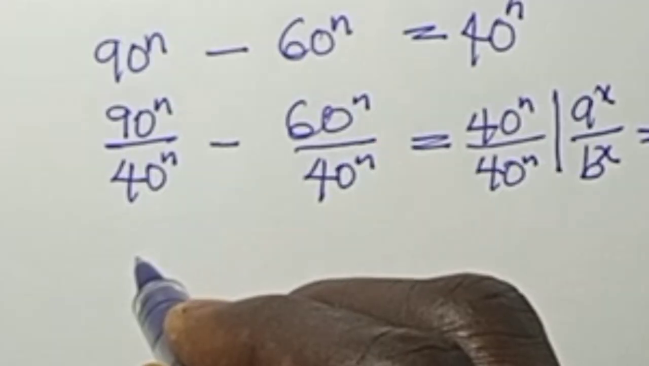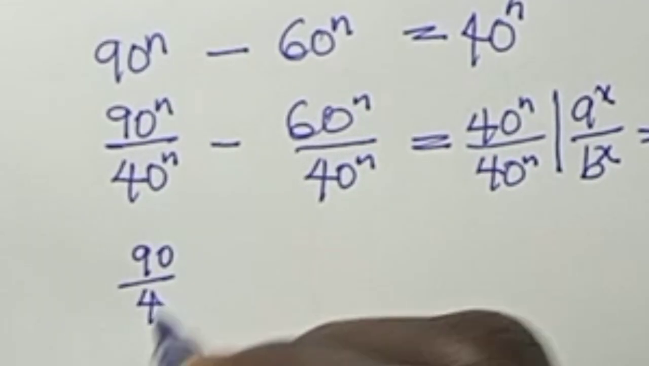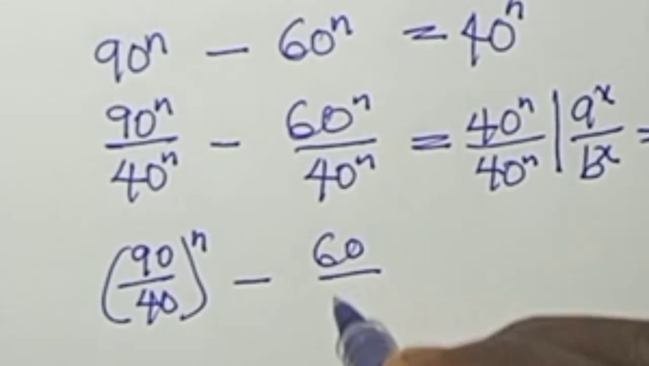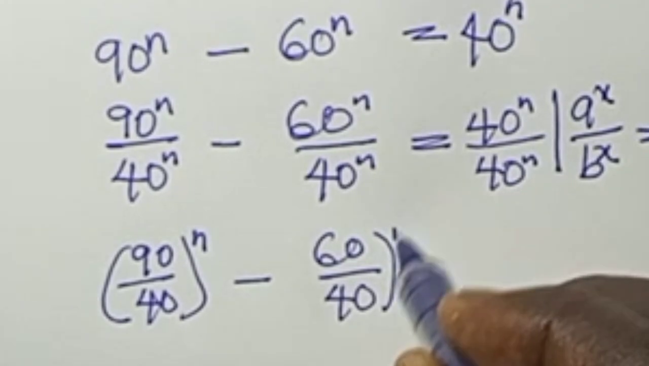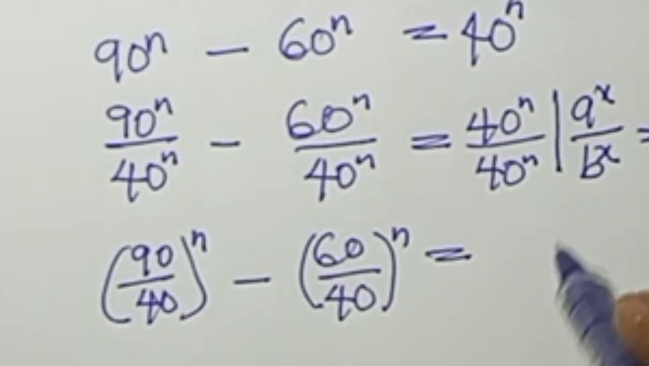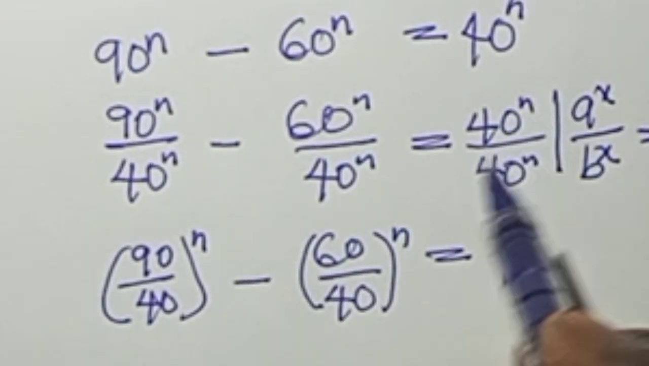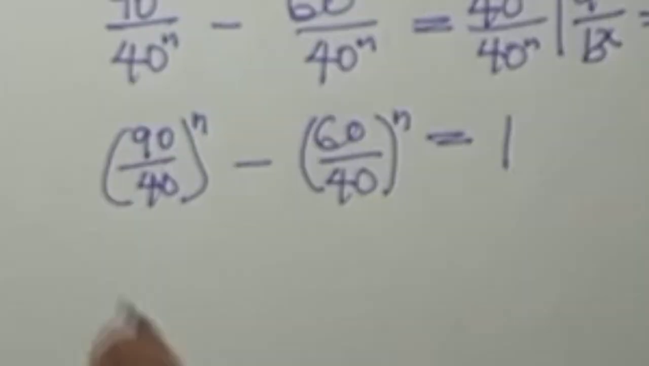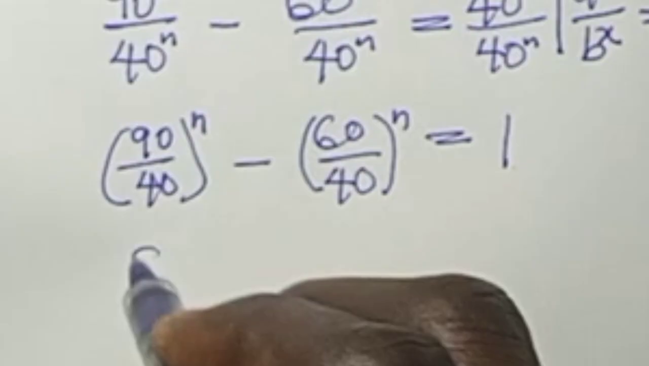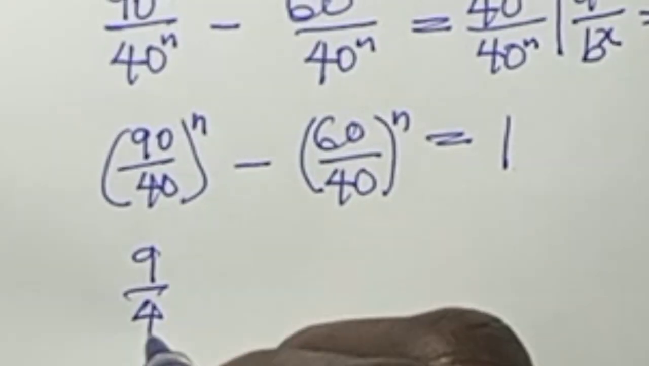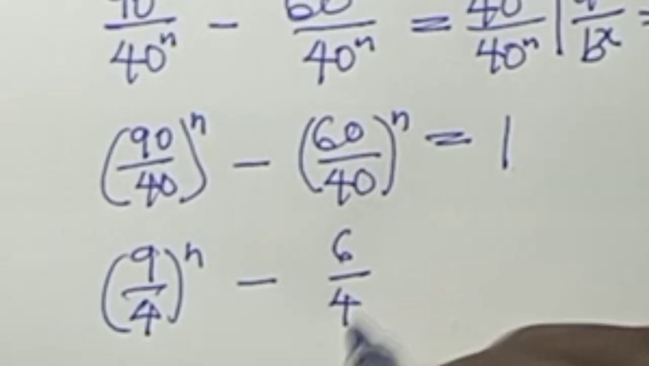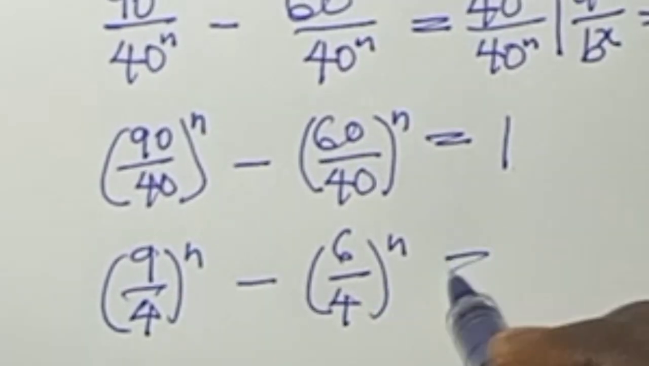Now we can write this as 90 over 40 all to the power of n minus 60 over 40 also to the power of n equals 1. 40 to the power of n divided by 40 to the power of n will give us 1. So if you simplify this, it gives us 9 over 4 to the power of n minus 6 over 4 also to the power of n equals 1.